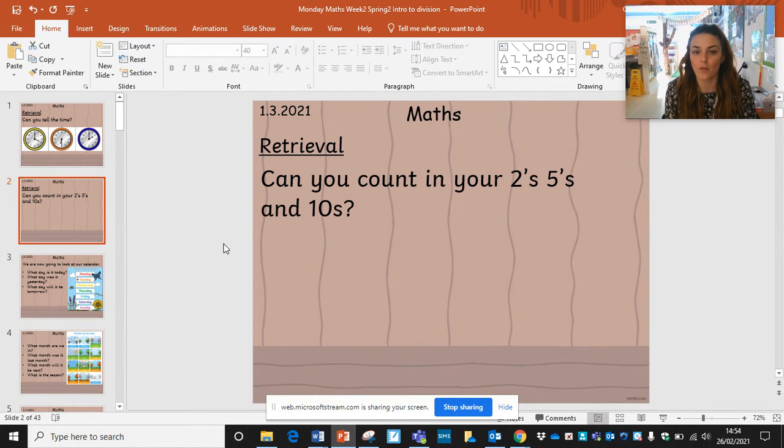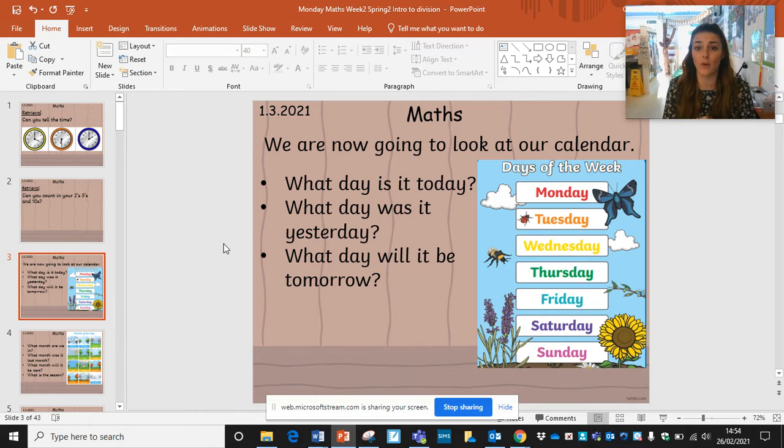Then if you can move on to your counting, but I want you to look at your counting not in ones but in twos, in fives and in tens, because we're going to be looking at division and multiplication, and knowing your twos, your fives and your 10 times tables will really support you with this learning in the next few weeks. Once you've completed your retrieval, can you think about the calendar for today?